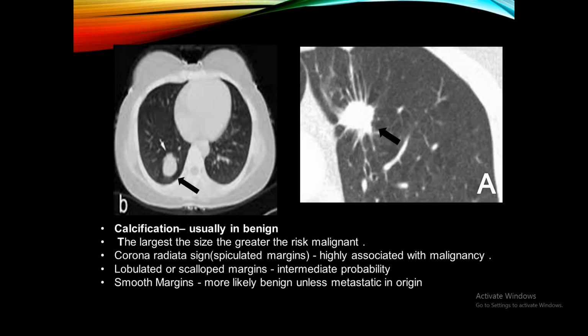Some radiological features can help in differentiation of benign and malignant lung nodule. Among these, the calcification. Calcification is usually seen in benign nodule. The size. The larger the size of the nodule, the greater the risk of malignancy. The margins. We have a sign which is called corona radiata sign, which is a spiculated margin. If it is present, it's highly associated with malignancy. Lobulated or scalloped margins are associated with intermediate probability. Smooth margins are more likely benign and less metastatic in origin.